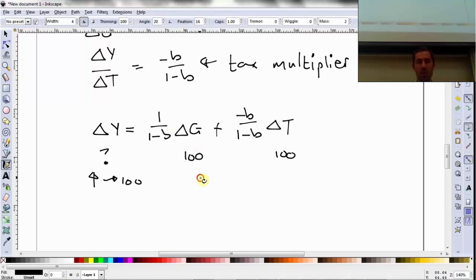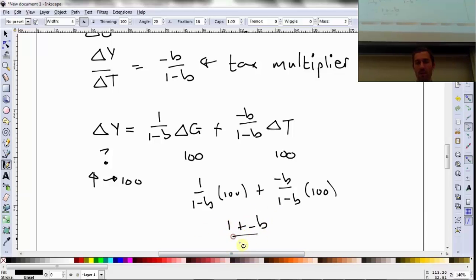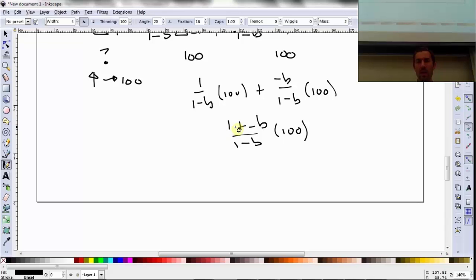Let's work it out. We've got 1 over 1 minus b times 100 plus minus b over 1 minus b times 100. So we've got a common factor. So we've got 1 plus minus b over 1 minus b times 100, which is the same as 1 minus b over 1 minus b, which is 1 times 100, which equals 100. Okay.